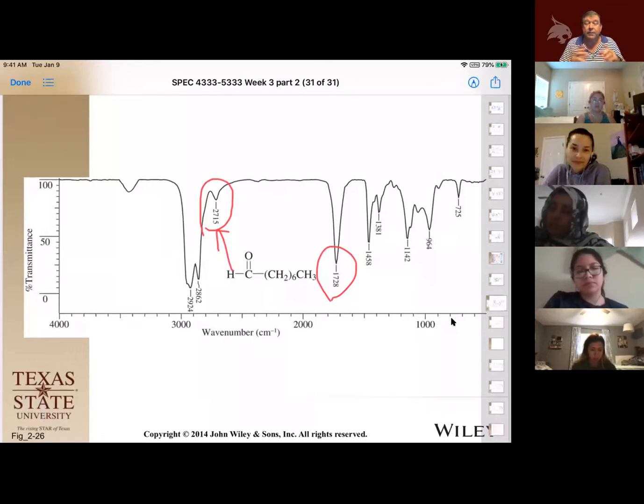And the more resonance contributors you have, the more likely you'll have a broader peak, a shifted peak, because you're getting the net sum of all of those resonance contributors.